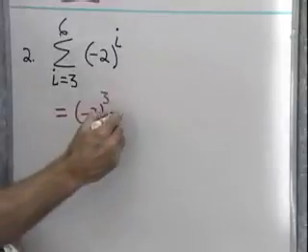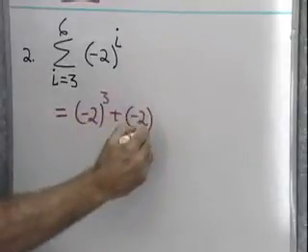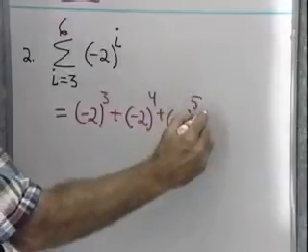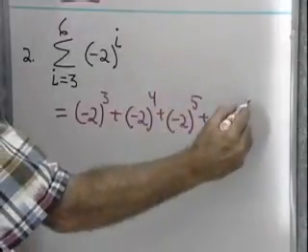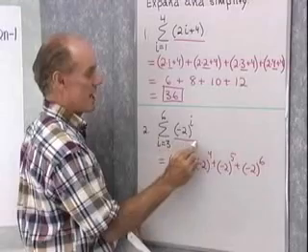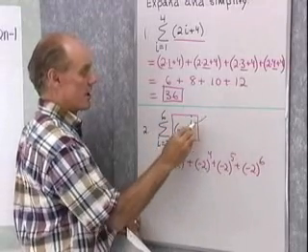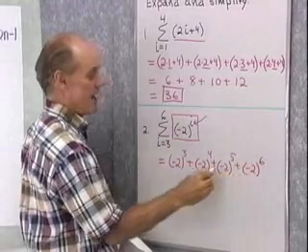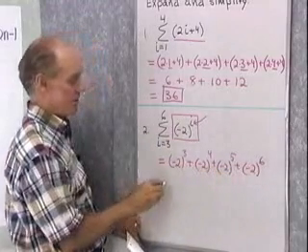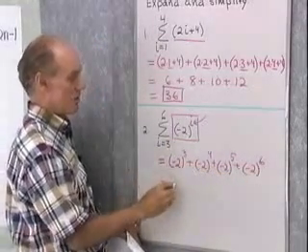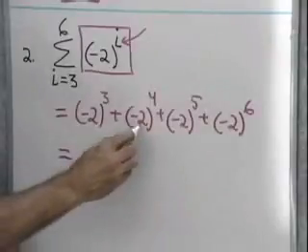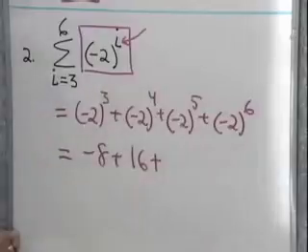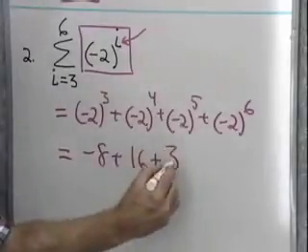Negative 2 to the 3 plus negative 2 to the 4 plus negative 2 to the 5 plus negative 2 to the 6. I just used the formula exactly the way it's given, replacing i with 3, 4, 5, and then 6, and then adding those terms together. So what do we have? Negative 2 to the third is negative 8. Negative 2 to the fourth is going to be 16. Negative 2 to the fifth, 32.